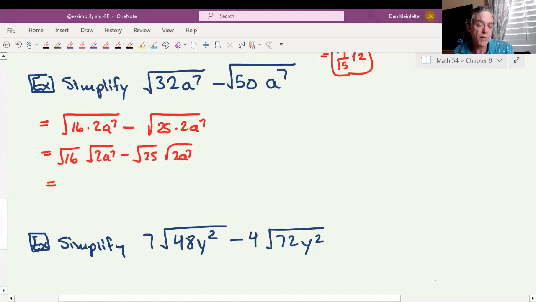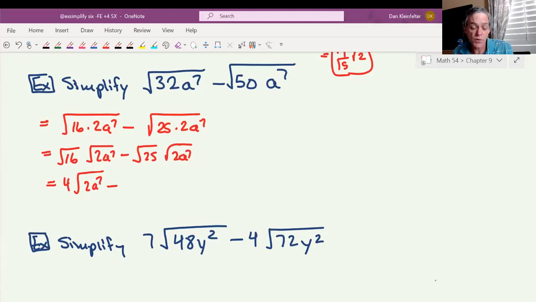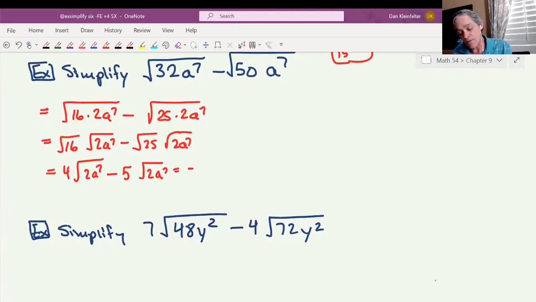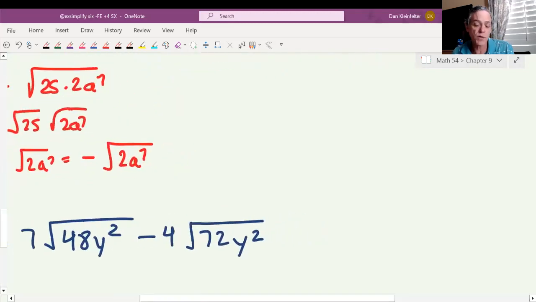Okay, and then the square root of 16 is a 4. The square root of 2a to the 7th is still here. The square root of 25 is a 5. Then again, the square root of 2a to the 7th is still there. 4 minus 5 is negative 1. So we'll have negative square root 2a to the 7th.